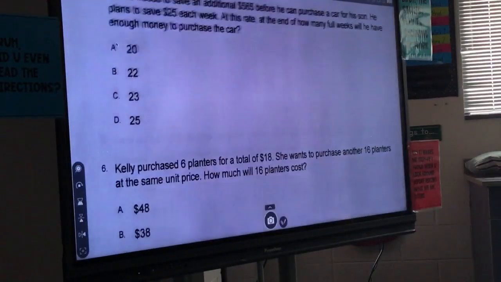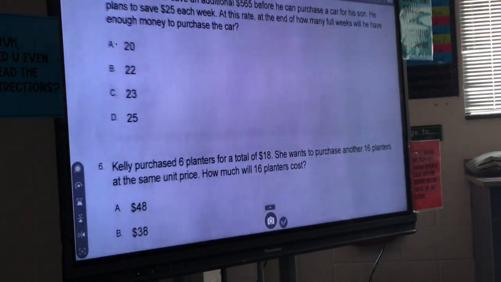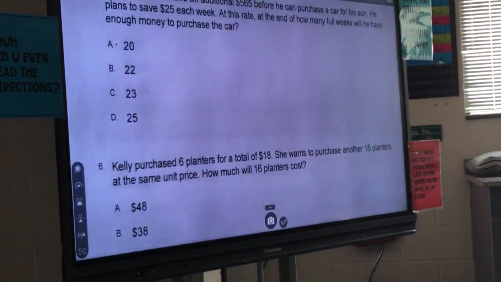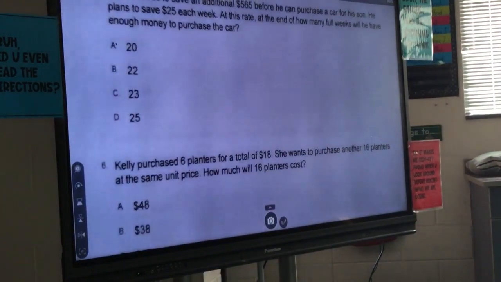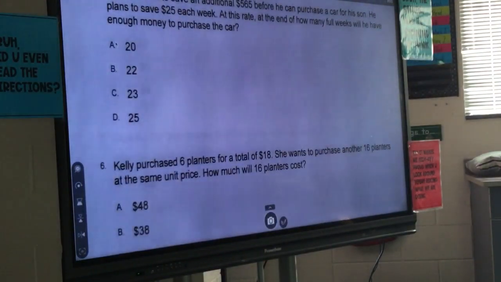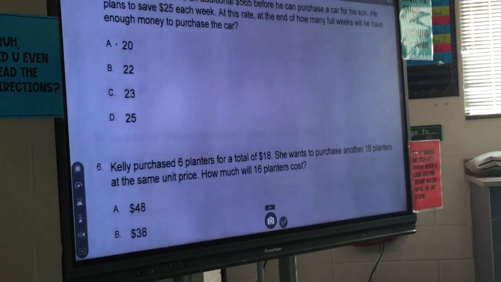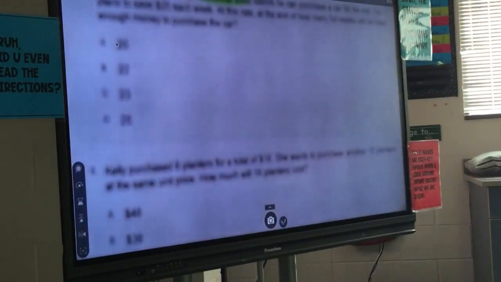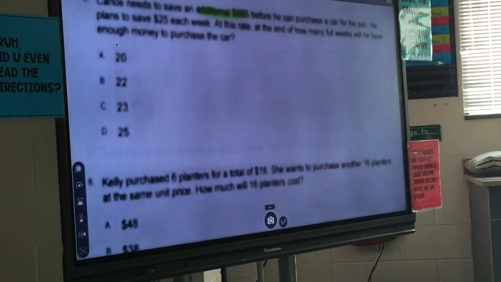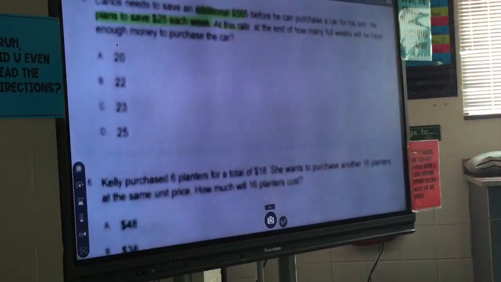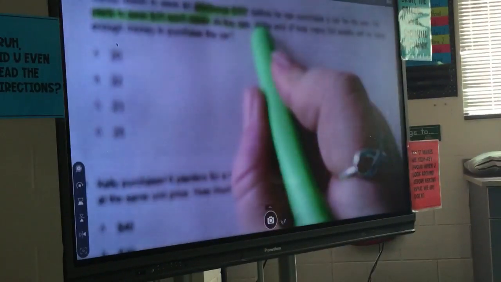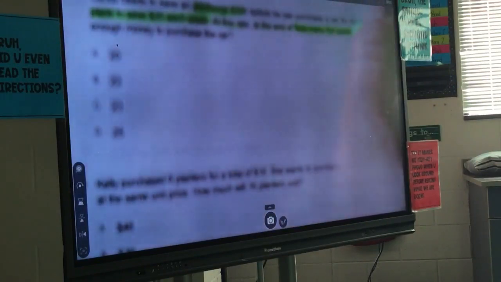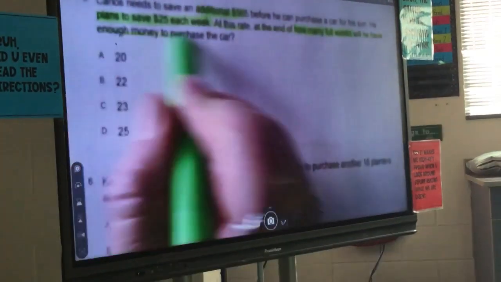All right, so it says Carlos needs to save an additional $565 before he can purchase a car for his son. He plans to save $25 each week. At this rate, at the end of how many full weeks will he have enough money to purchase the car? So we know that he has to save an additional $565. We know that he plans to save $25 each week. We know that that is our rate because it says at this rate. At the end of how many full weeks will he have enough money to purchase the car?